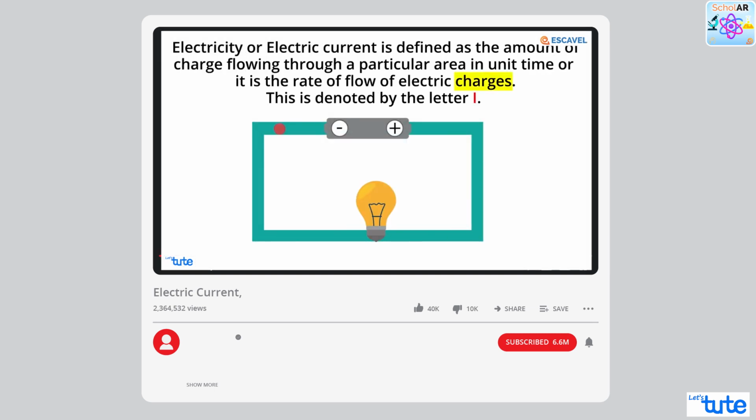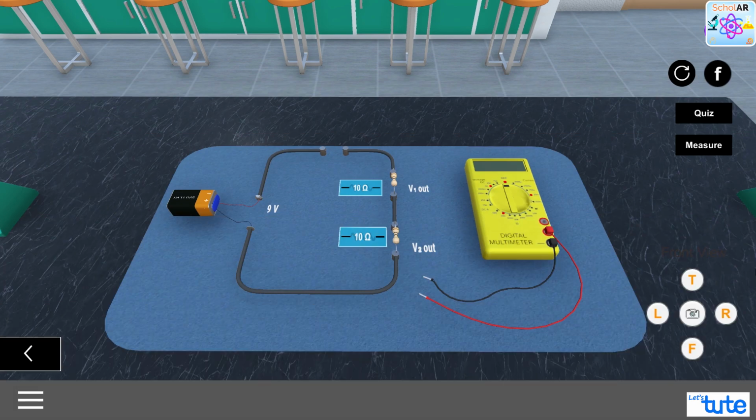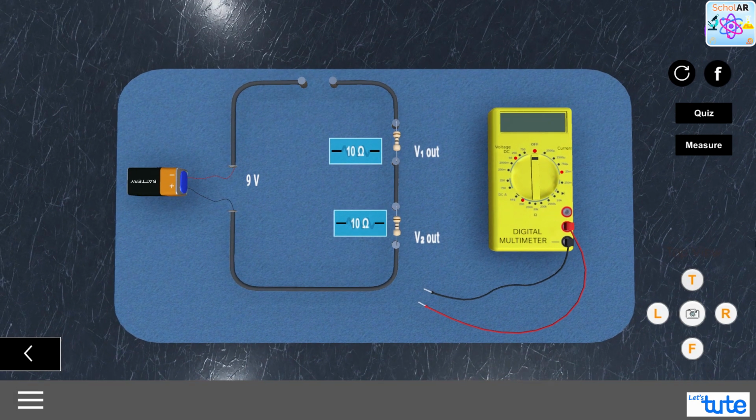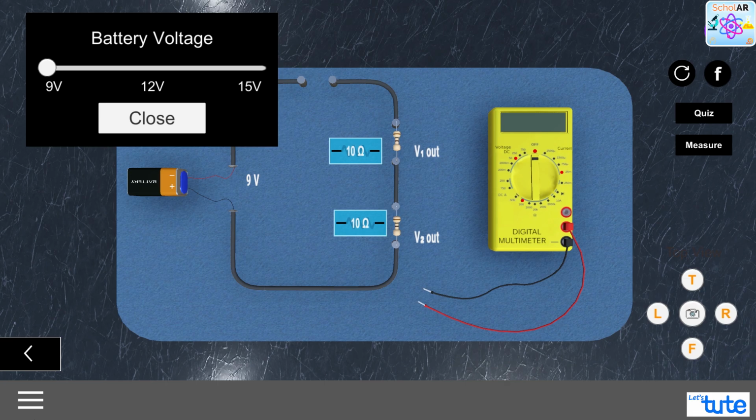So, what are the different types of circuits used? Let's look at the simulation to understand this better. Here, we see there are multiple different circuits. Let's first see template 1. Here, we have the first type of circuit. We can see a circuit connected with a battery and two resistances. We can also see a digital multimeter which is used to measure potential difference and current. We can change the voltage of the battery by clicking on it. Similarly, we can change the resistance by clicking on it.